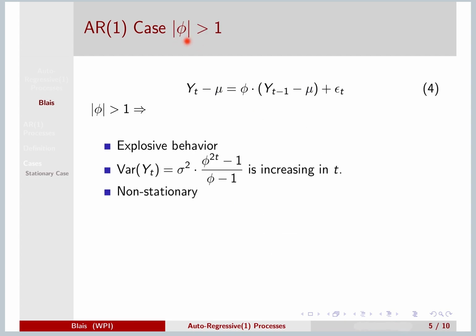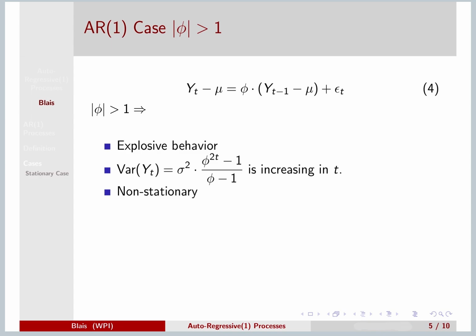In the case where the absolute value of phi is bigger than 1, remember we said from a memory perspective, this is like your process remembering more than 100% of its value yesterday. The issue is, in this case, you get explosive behavior. So think of the case where phi equals 2. So today we remembered 200% of yesterday. But yesterday would have remembered 200% of the previous day. Notice that you'd have a 2 times a 2 or a 4.